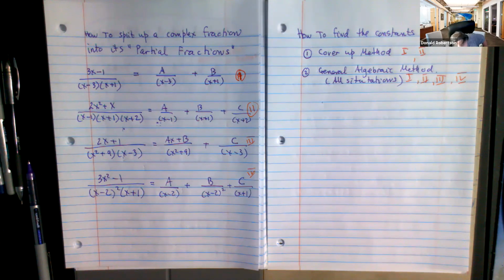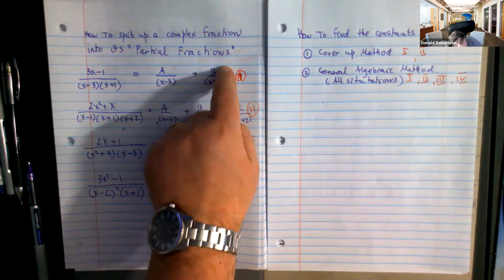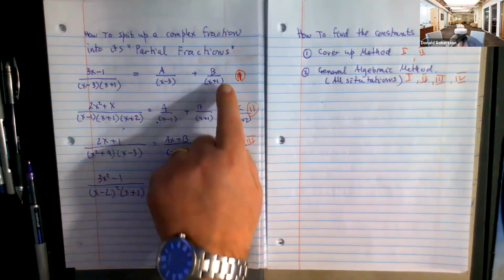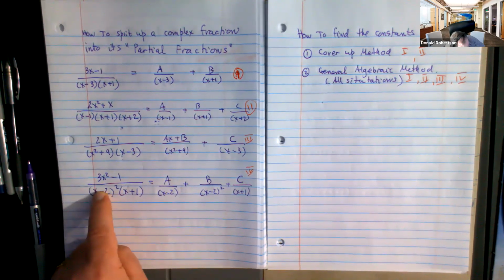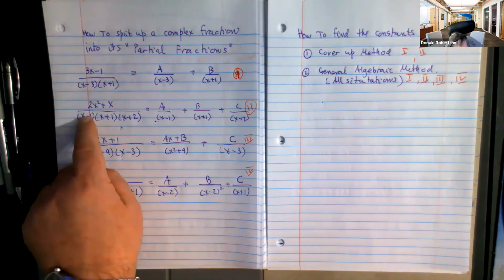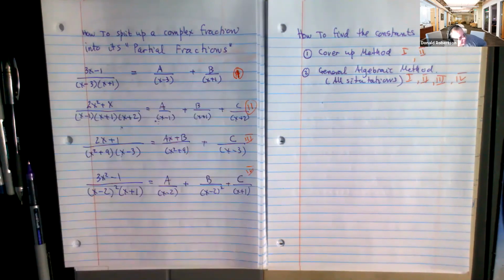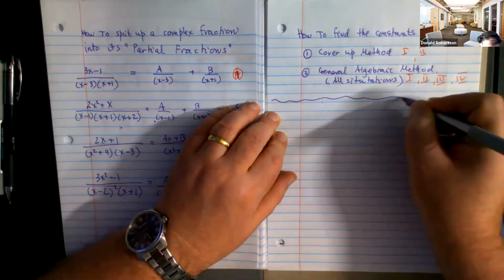The only thing you have to remember is only use it in these two situations, where everything is linear. You notice that there's no squares, right? X minus 2 squared, don't use it. X squared plus 9, don't use it. But if everybody is linear, go for it. So let's show you how to do the cover-up method.